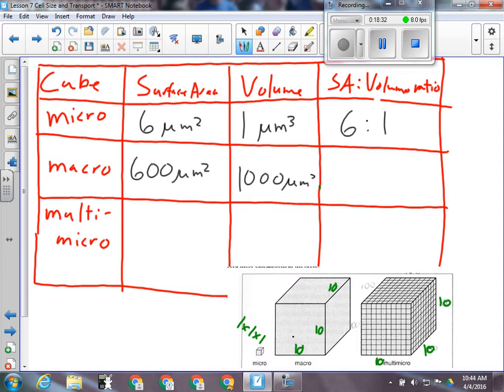All right, so look at what happened here. I increased each side by a factor of 10, and my volume increased by a factor of 1,000. My surface area only increased by a factor of 100. So as a cell gets bigger, volume increases faster, and that's bad. This surface area to volume ratio is now 0.6 to 1. Which is bigger, volume or surface area? Volume. And we said that situation is not good. 0.6 because it's 600 to 1,000. If I divide each by 1,000, I get 0.6 to 1. That's the lowest terms for that ratio.